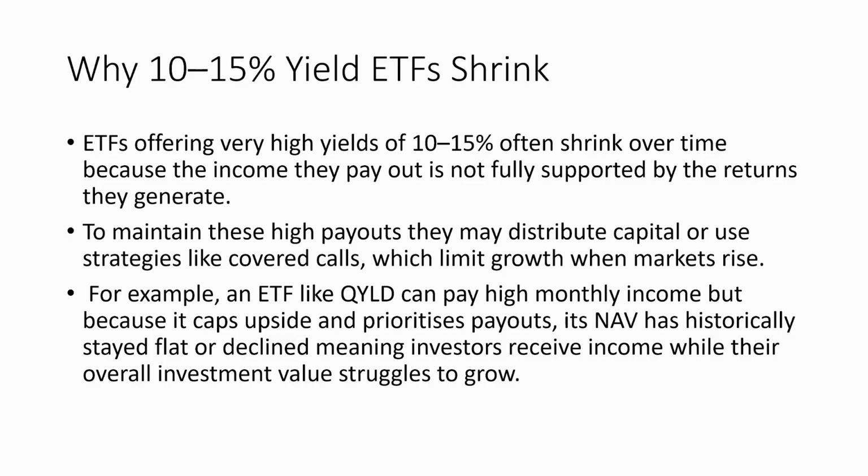Take QYLD, for example, which tracks the Nasdaq 100 using covered calls. It pays a monthly income of around 9 to 10%, but the historic NAV data shows flat or declining capital, which means investors receive income but don't see meaningful growth in the fund value. And we'll get to that point in a little bit.